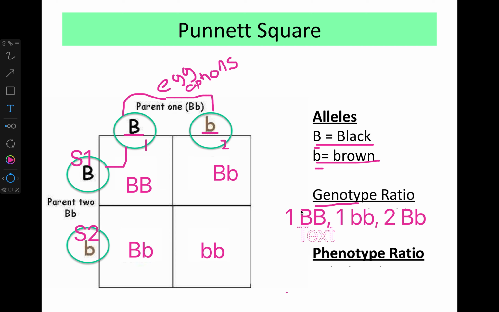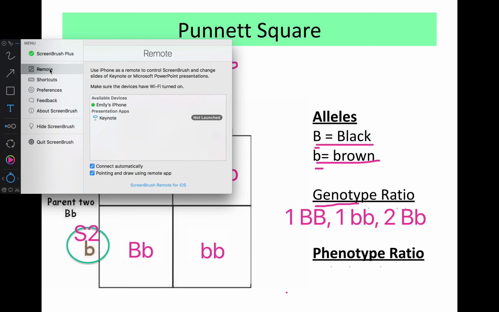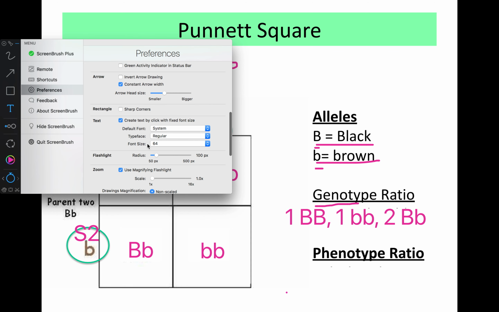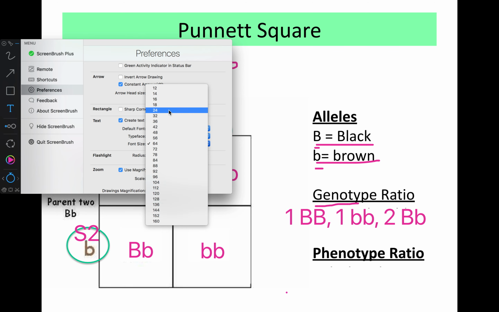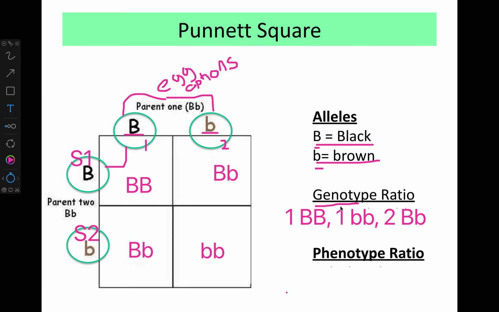How do I get the text to be smaller? That is my question. I wonder if I can do that. I can. Sorry, I figured it out, guys. Yeah, sometimes it takes me a while.